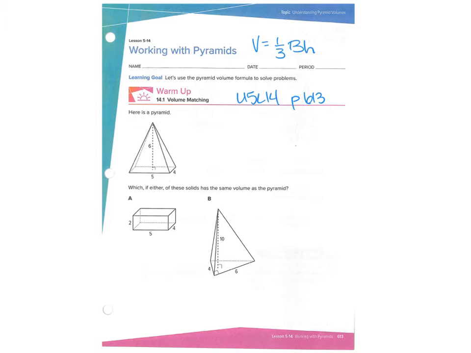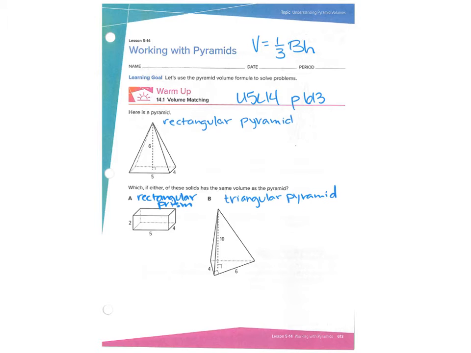So the first pyramid is a rectangular pyramid because my base is a rectangle. And the second one is B. This is a triangular pyramid. And A is a rectangular prism. So what you need to be careful about when you start having both types of shapes on the same assignment is that you remember to keep your volume formulas straight.